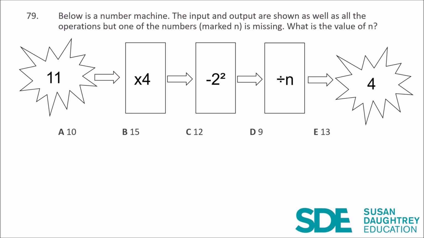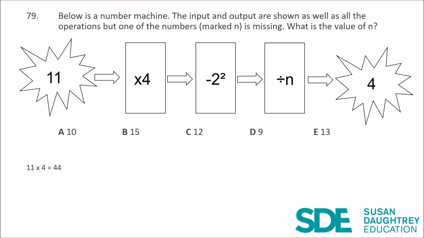Below is a number machine. The input and output are shown as well as all the operations, but one of the numbers marked N is missing. What is the value of N? If we start at 11 and multiply it by 4, we get the answer 44. From that, we need to deduct 2 squared.